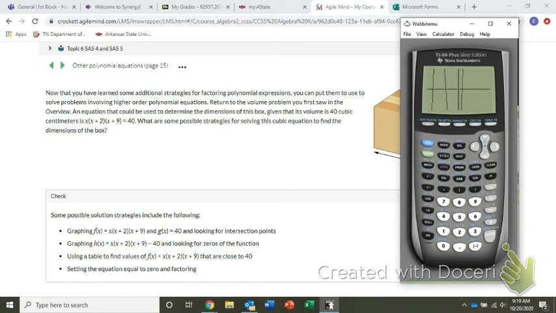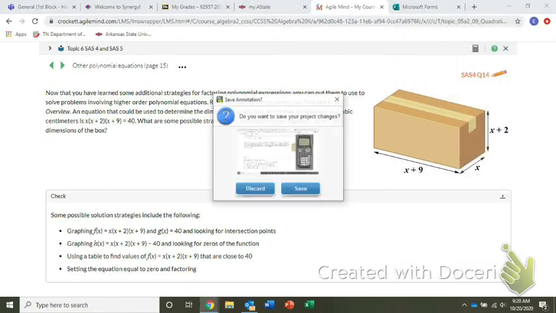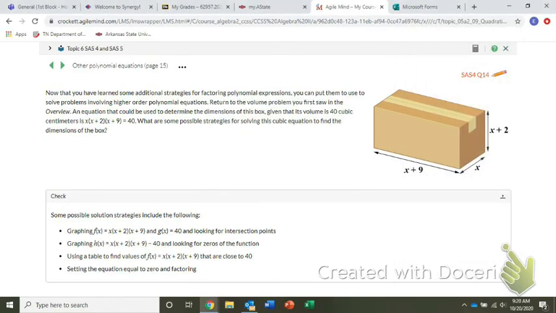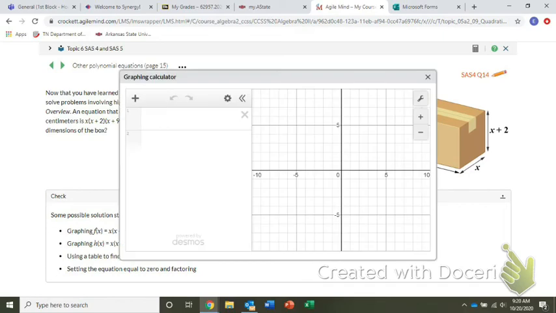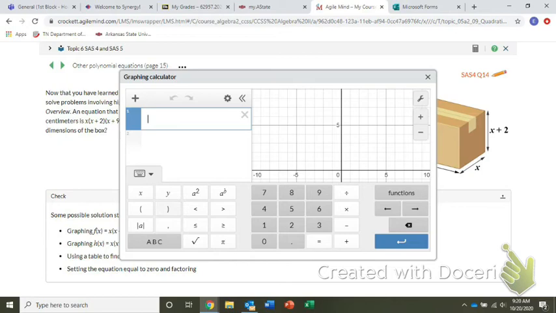Okay? So just by looking, you can do this on Desmos.com as well. Let me actually go to that right now so we can see it better. So this is the calculator on Agile Mind. All right, so we have an x, x plus 2, x plus 9, and then we have that minus 40.